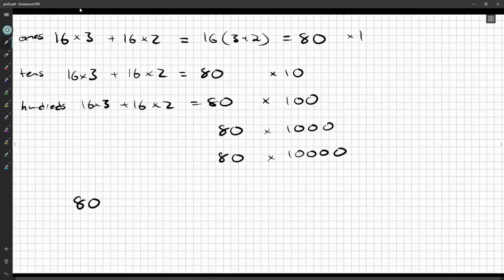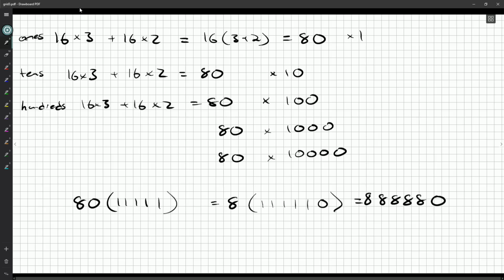So we'll get 80 times 1 plus 10 plus 100 and so on. If we add those up, we're going to get 11111. So 11,111. Okay, so what do I do? Well, this is 8 times 11110, and then bring the 8 in.